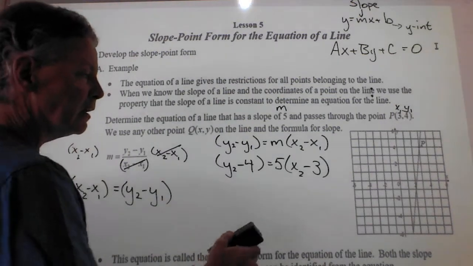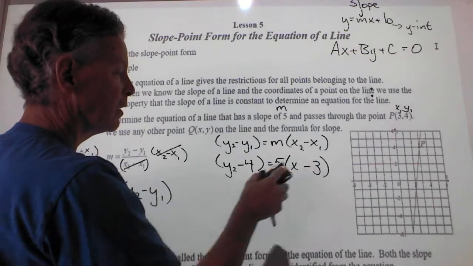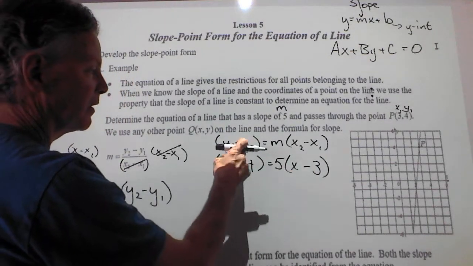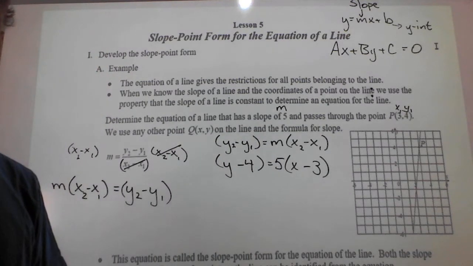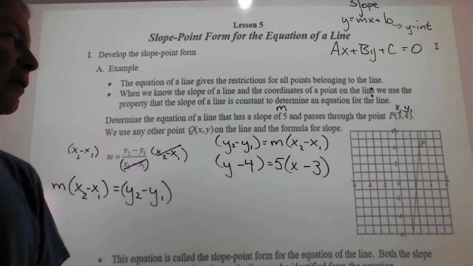Now, typically, once we've plugged in values for our x1 and y1, we don't bother with these subscripts anymore because we don't have to tell the difference between two y's or two x's. Okay? So, here's our point slope formula.